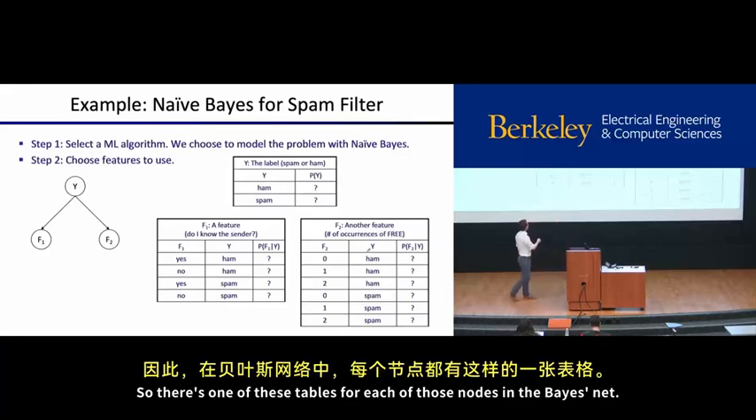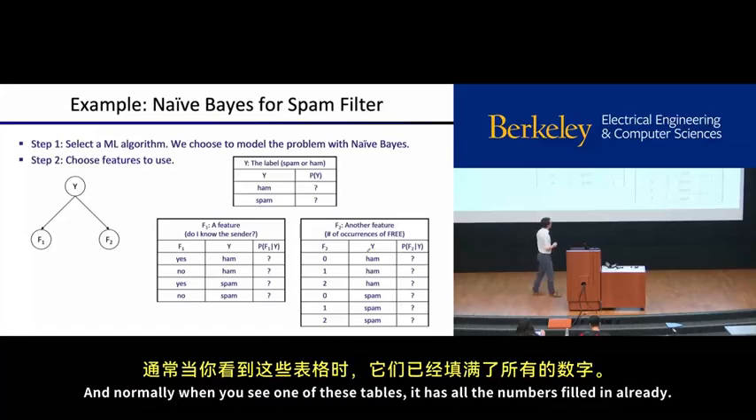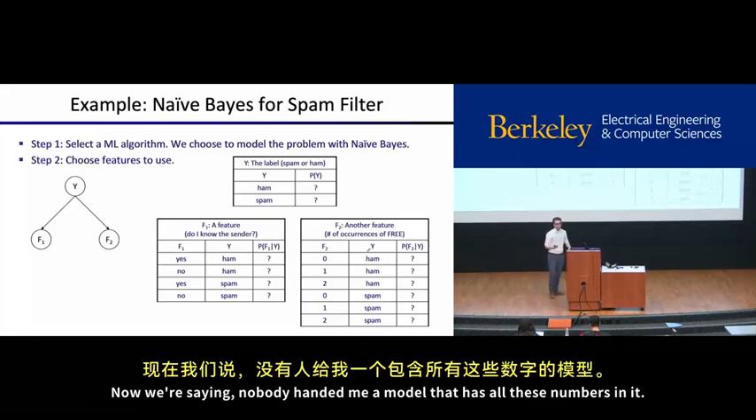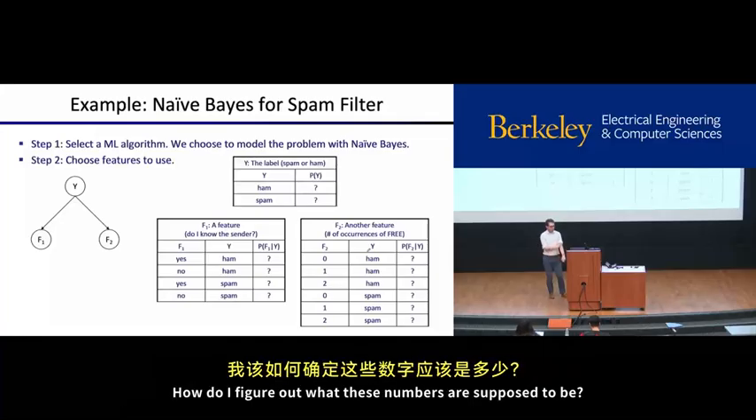So there's one of these tables for each of those nodes in the Bayes net. And normally when you see one of these tables, it has all the numbers filled in already. But now it doesn't. Now we're saying, nobody handed me a model that has all these numbers in it. How do I figure out what these numbers are supposed to be?